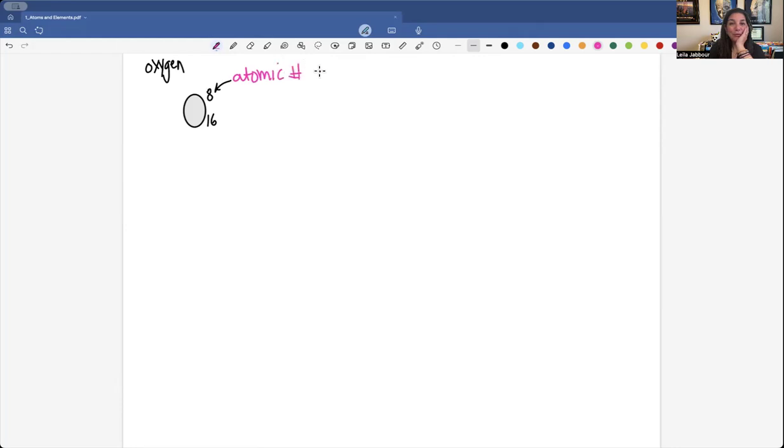And this is the number of protons. So you have 8 protons. And because we know that atoms are overall electrically neutral, we can infer that there must be 8 electrons as well. 8 plus charges means we have 8 negative charges flying around.